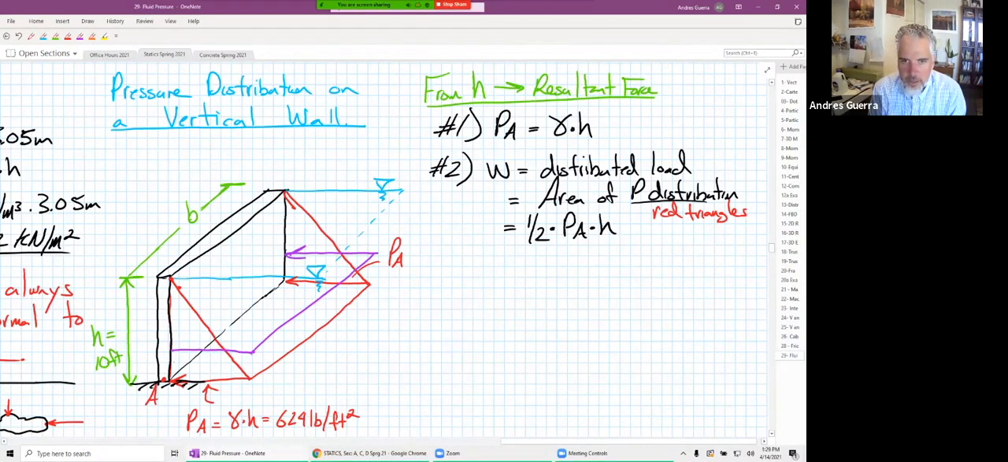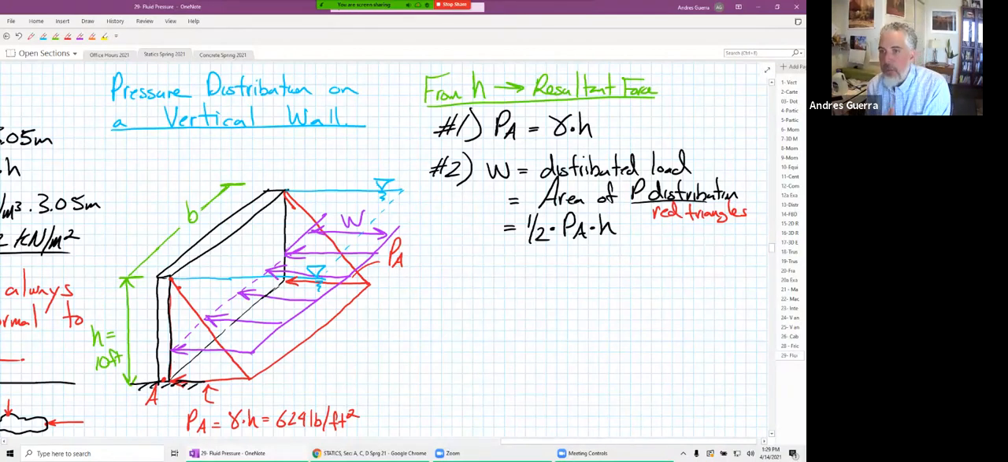So there is W, and it's a rectangular distributed load. So that distance right here, from there to there, that's our distributed load, W. In the homework problems that ask you to stop at the force per meter length of the wall, we are done there with step number 2. Let's go ahead and figure out our W for this problem.